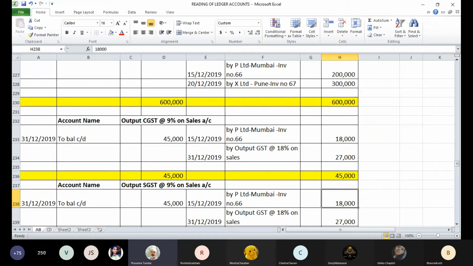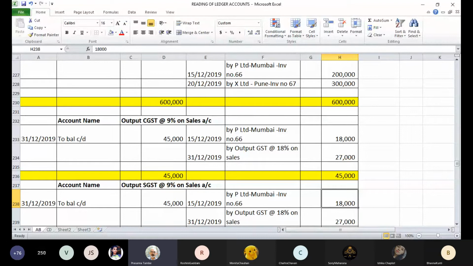So now you can see the entry on 15 December is reflected in 3 accounts. First is the sales account, where the basic sale value of 2 lakh rupees is recorded. Total GST is 36,000 for invoice number 66, but it is a local sale in the same state of Maharashtra. So this will be broken up into 2 parts: output CGST and output SGST at 9% respectively. So the amounts are 18,000 each, credited to 2 accounts: CGST output and SGST output at 9% on sales.